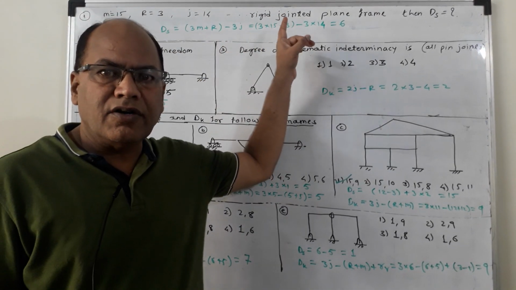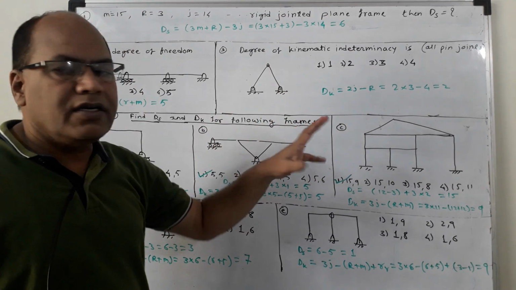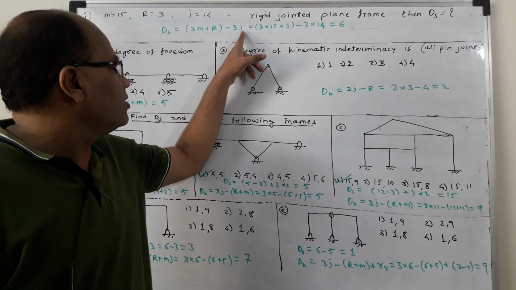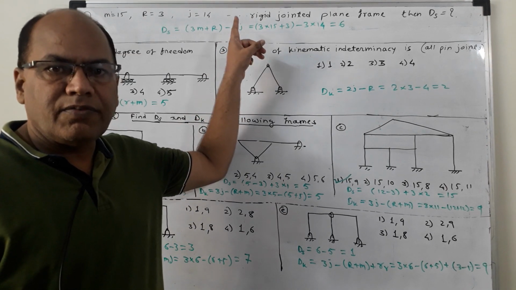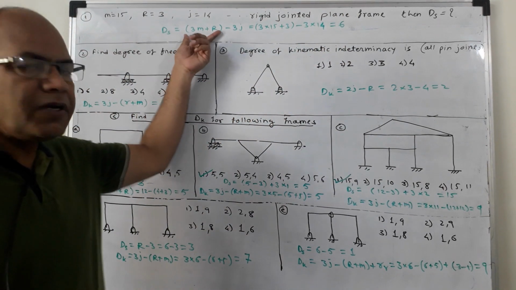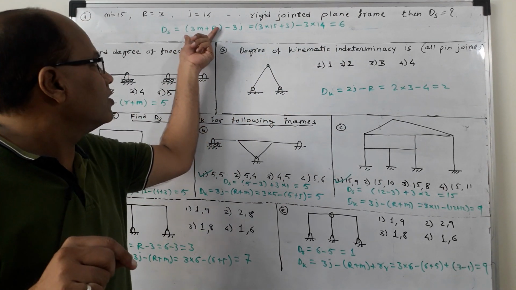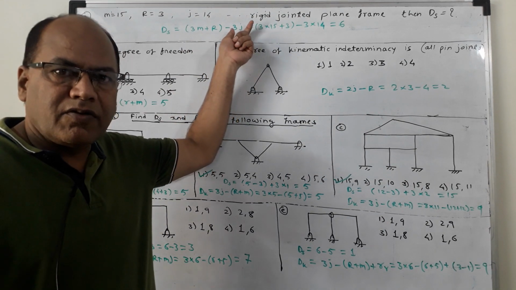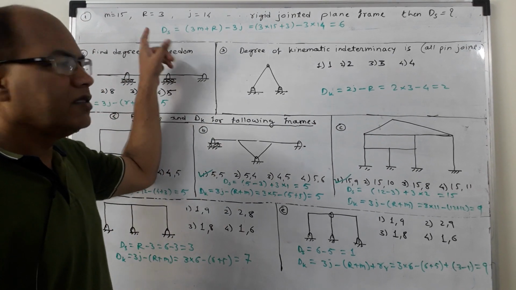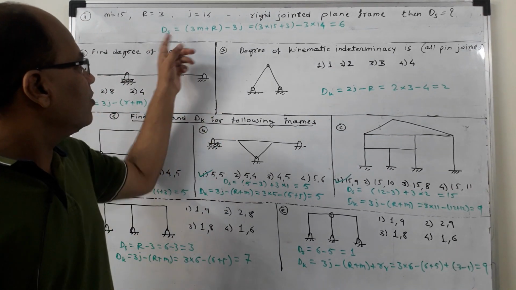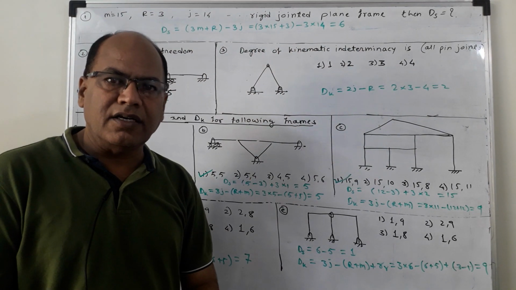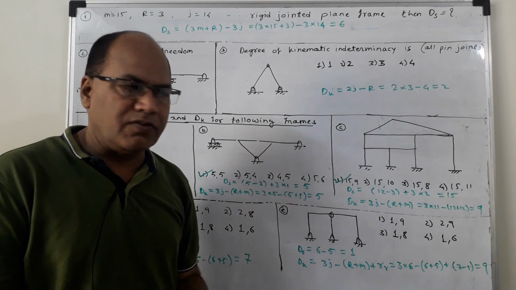Now in case of a rigid jointed plane frame, at each joint 3 equations of equilibrium are available. So if j is the number of joints, then 3j is the total number of equilibrium equations. So for a plane rigid jointed frame, 3m plus r is the total number of unknown forces, 3j is the total number of equilibrium equations, and the formula 3m plus r minus 3j gives the degree of static indeterminacy. If we substitute all these values, we get 6. So the degree of static indeterminacy is equal to 6 for question number 1.